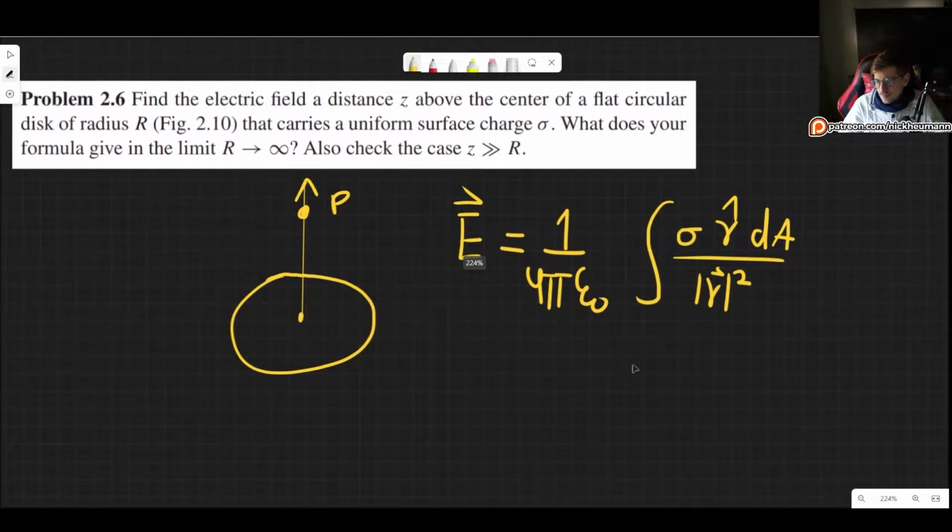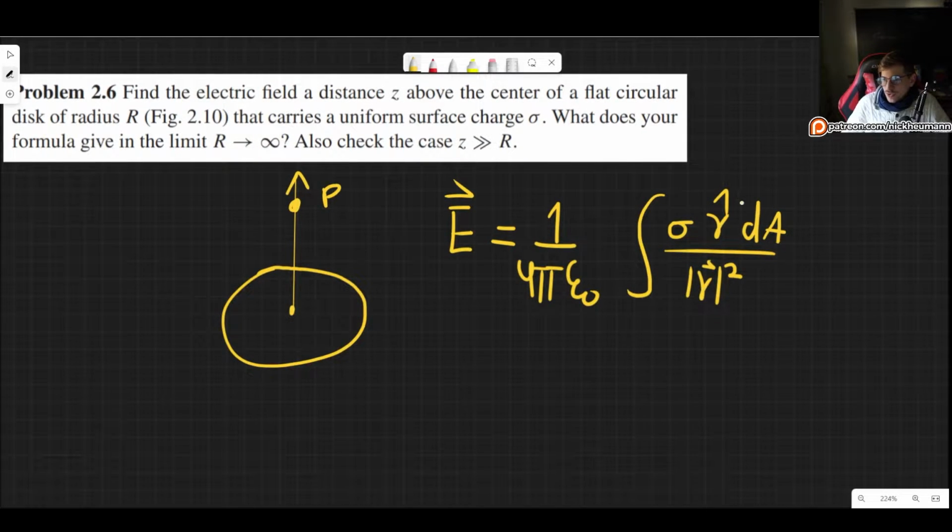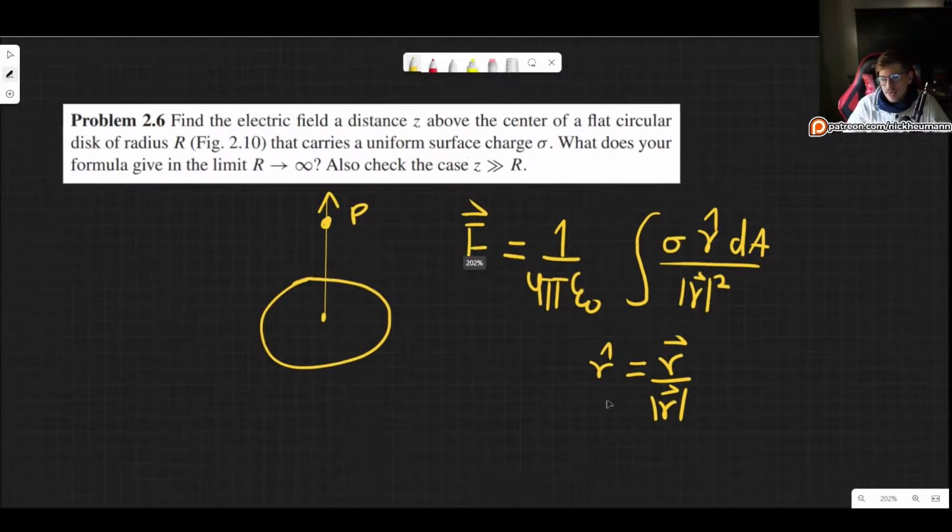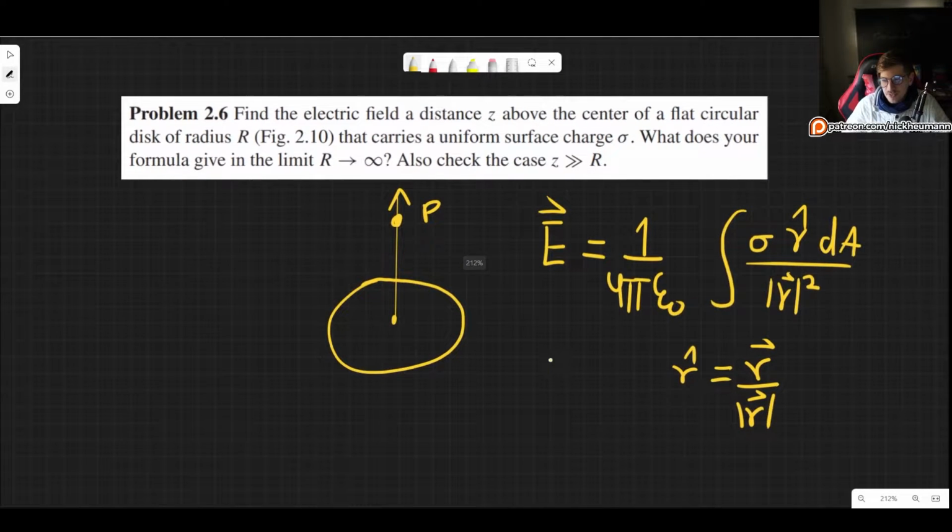Now, of course, be very careful. I use the r hat notation. You may want to use the r vector, and instead of r hat, you can write it as the r vector divided by its modulus. So it would be a little bit different, but it's the same in the end. Now, the point is that we need to find this r vector.